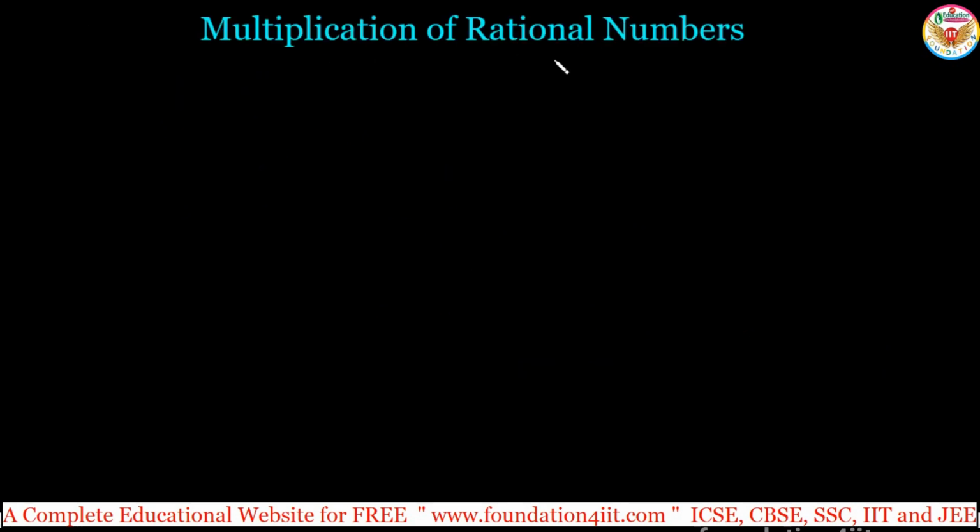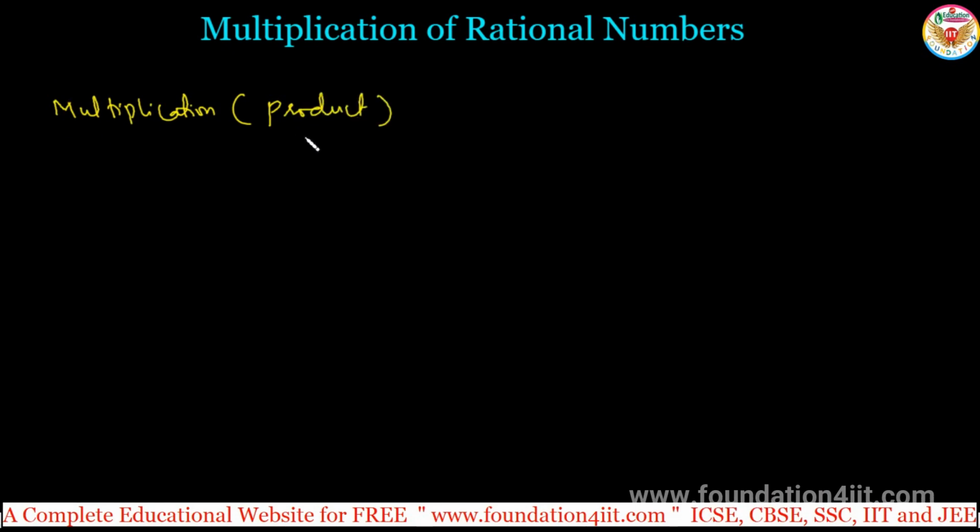Multiplication of rational numbers. When you come to multiplication, it's very simple. Instead of taking LCM like addition and subtraction, directly we can multiply numerators and denominators separately. So when you come to multiplication, or we can say it's a product. Okay, so these are the two words. Product is also a multiplication of two rational numbers.